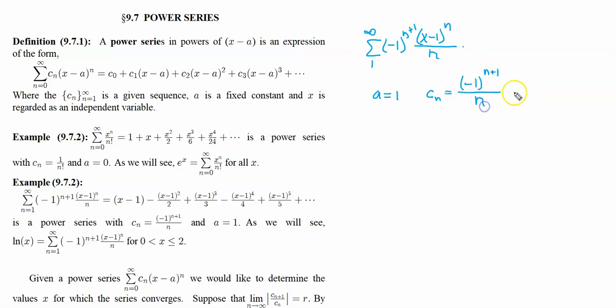over n. Okay. And if you wrote out a few terms here, n equals 1, n equals 2, n equals 3, and so on, this is what you would generate right here. So you would generate this series. Notice you do have an alternating sign pattern because of the (-1)^(n+1) power. And in fact, as we'll see later on, this series right here is actually equal to the natural log of x. Now it's only equal to the natural log of x for x between 0 and 2.